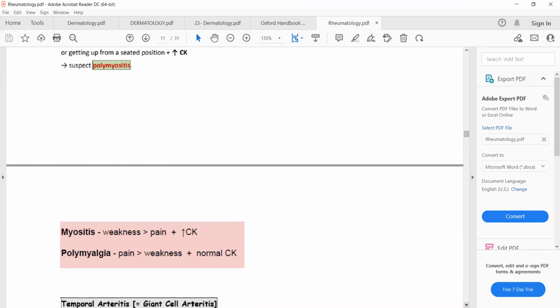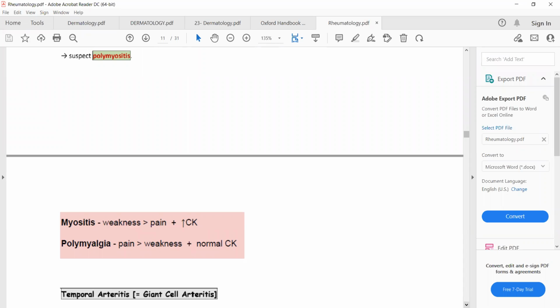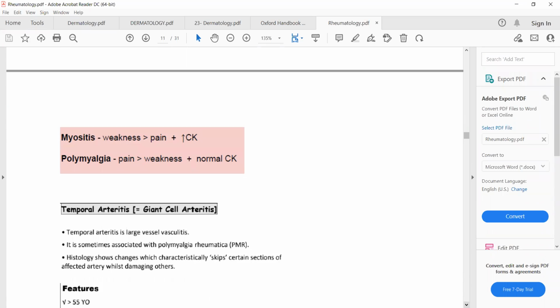So in short, in myositis, weakness is more than pain and creatine kinase is raised. And polymyalgia, as its name indicates, is myalgia. So pain is more than the weakness and CK will be normal.